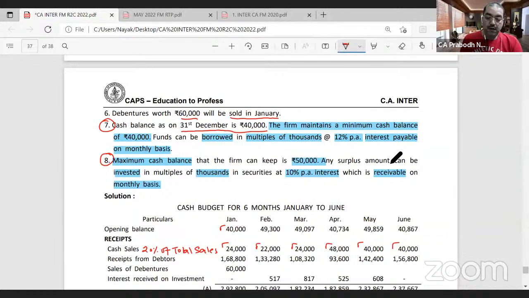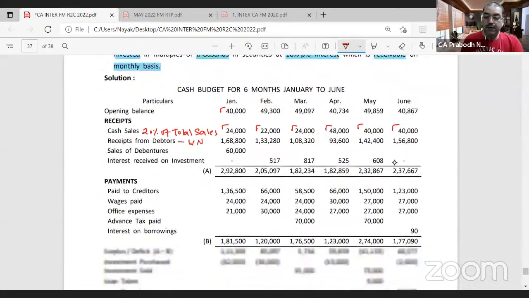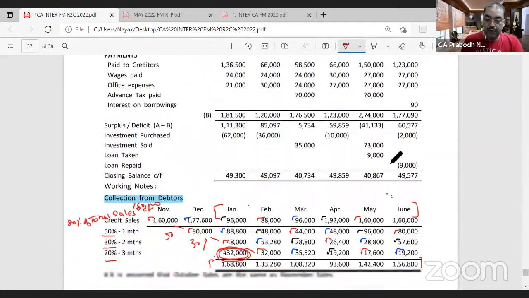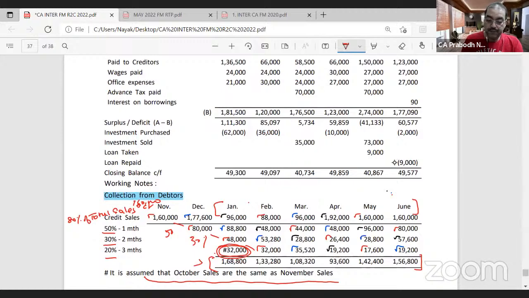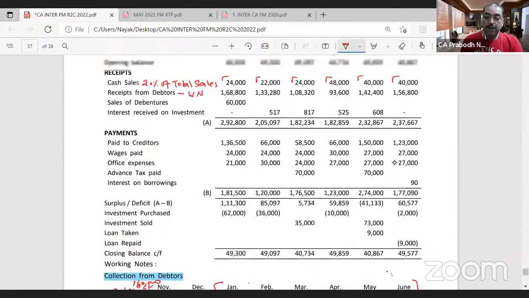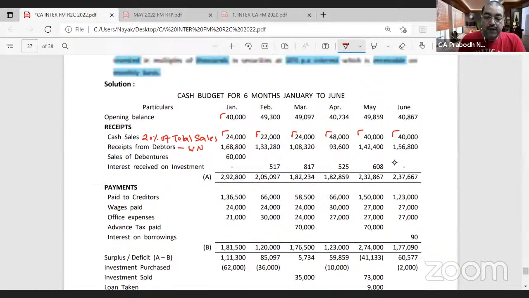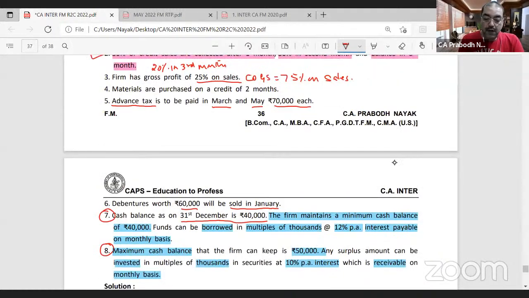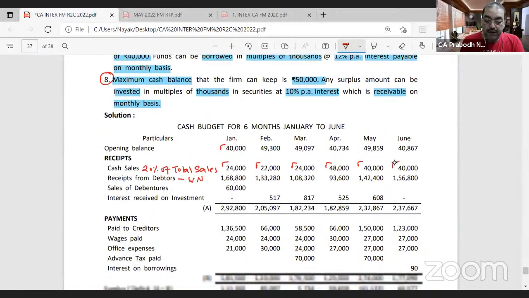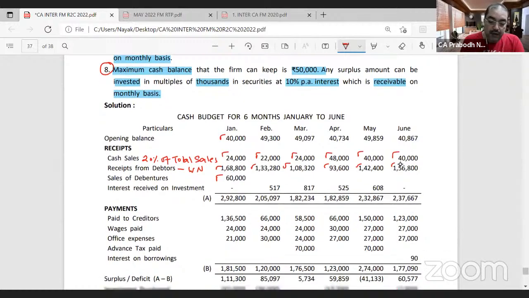Right? This is from debtors, from the working note that I wrote. All the figures will be taken from there: 168,800, 133,280, all those figures. Sale of debentures 60,000. Debentures are sold in January, so in the month of January I will be receiving cash receipts of 60,000. All these figures are there. Then interest received on investment, I will come back to that later on.